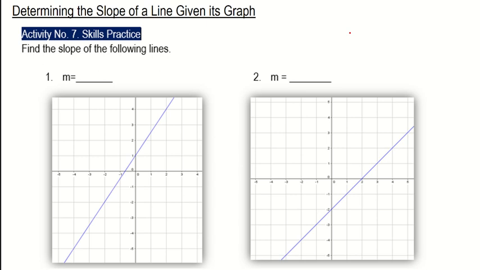Before moving on to our next lesson, let's answer first activity number 7, which I gave you in our last video lesson. So here are tasks to determine the slope of the line given its graph. So how do we determine the slope of the line? Okay, what are we going to do? We determine 2 points lying on the line, most preferably those points whose coordinates are integers.